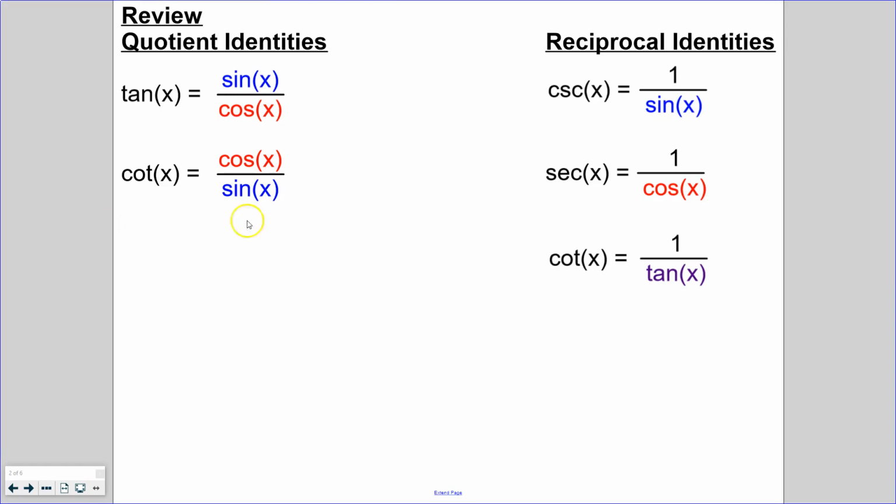And the one thing to mention here is that notice how we have cotangent of x is equal to cosine over sine, and cotangent of x is equal to 1 over tangent. Both these identities are 100% accurate, but sometimes it just makes more sense to use one instead of the other. So use when appropriate.